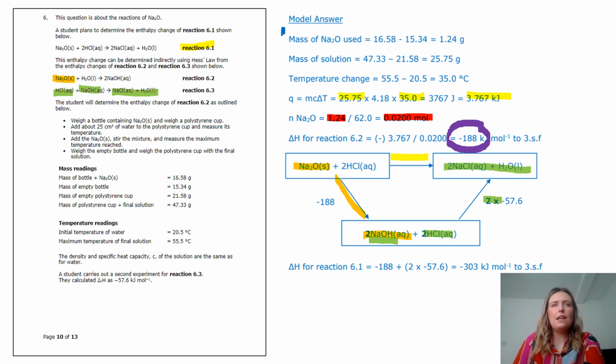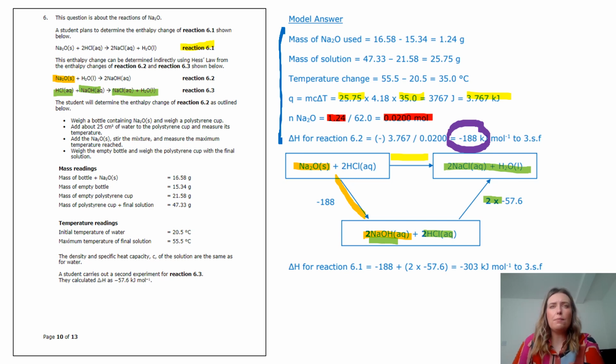Okay, so the mistakes that are made here are just typically transposition errors, people using the wrong mass in the wrong place. Very occasionally, I have seen students use the mass 25.75 and then add on the sodium oxide. But remember, this is a mass of the solution. It already includes the mass of sodium oxide, and we shouldn't be doing this anyway.